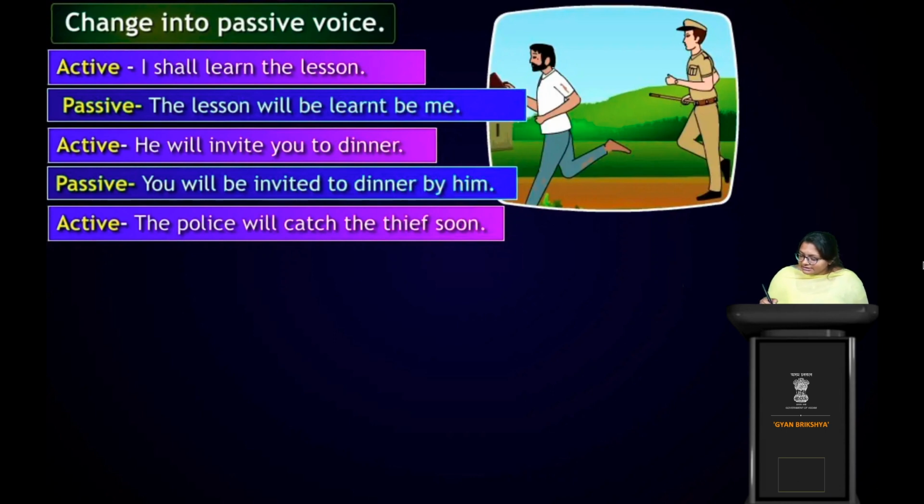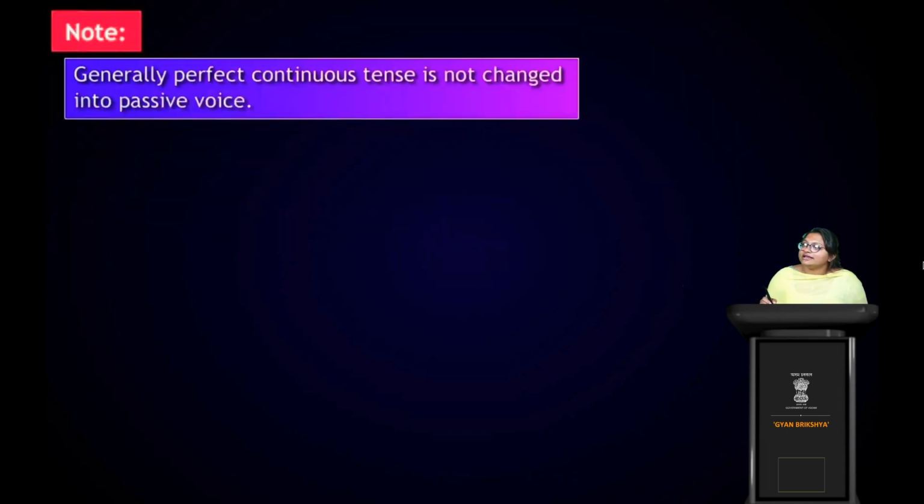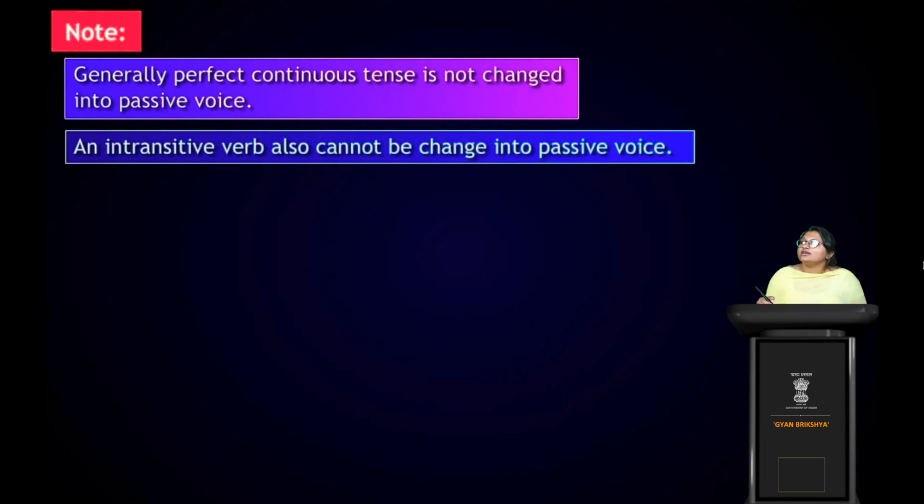Now let's look at this. A few notes are there. Generally, perfect continuous tense is not changed into passive voice, so there is not much change in voice in the case of perfect continuous tenses. Then an intransitive verb also cannot be changed into passive voice. That is another thing that we need to remember.